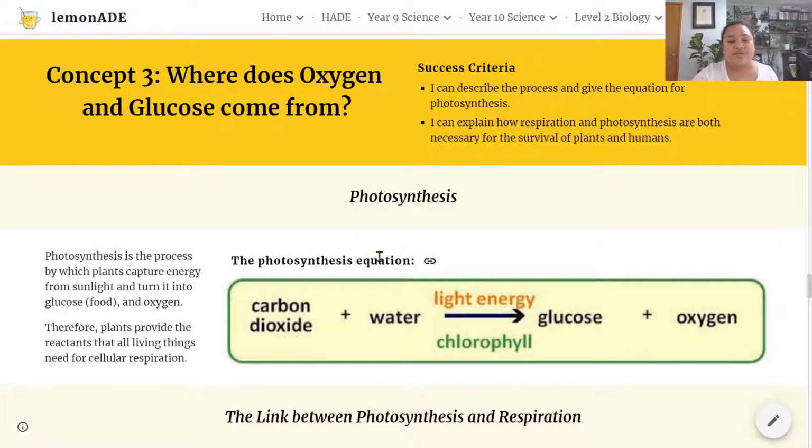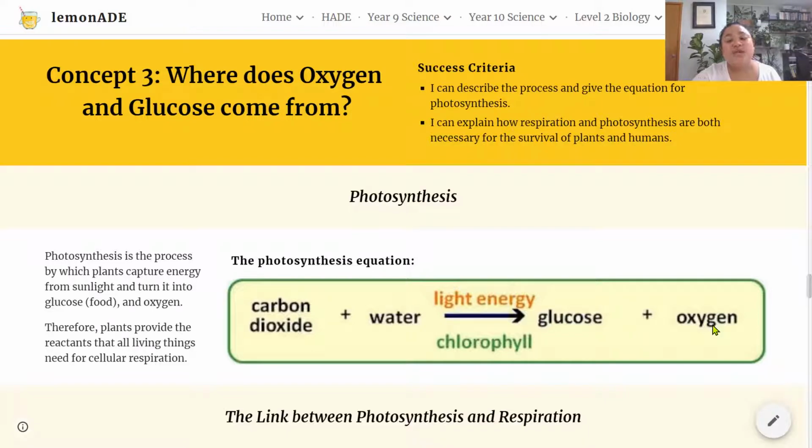So what is photosynthesis? Photosynthesis is the process by which plants capture light energy from the sunlight and turn it into glucose, which is that sugar, and oxygen that we need for respiration. So plants actually provide the reactants that all living things need for cellular respiration. And photosynthesis can be represented by this equation: carbon dioxide plus water plus light energy absorbed by chlorophyll makes glucose and oxygen.